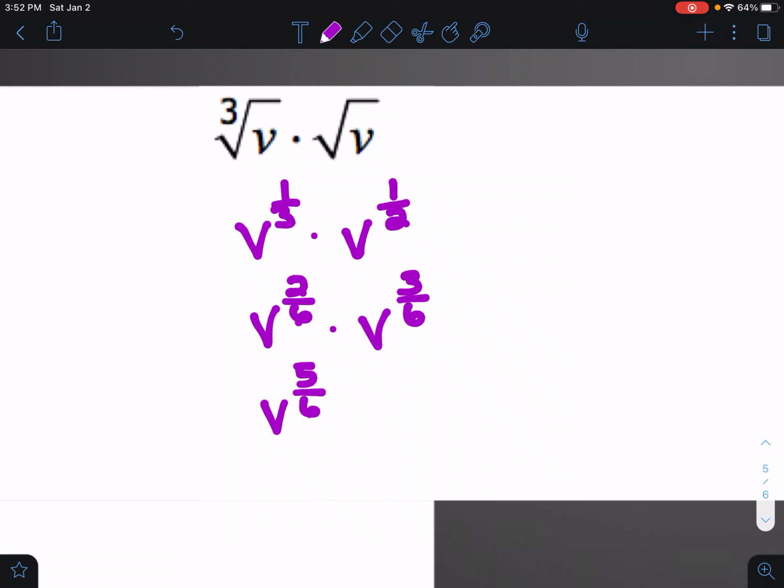And then I'd want to rewrite that. Let's see, that would be back in radical form. 6th root of v to the 5th. And I can't simplify that anymore, so that would be it. I would stop there.